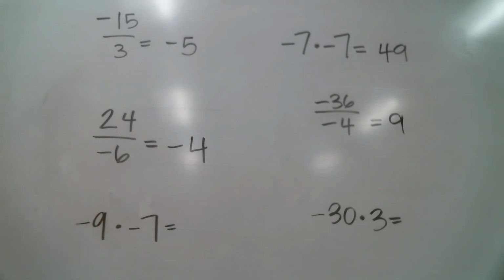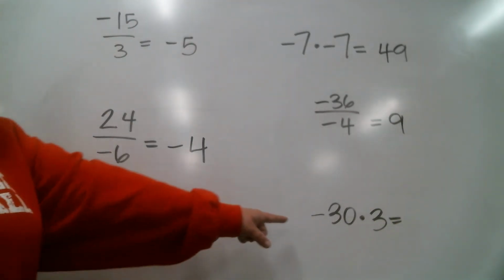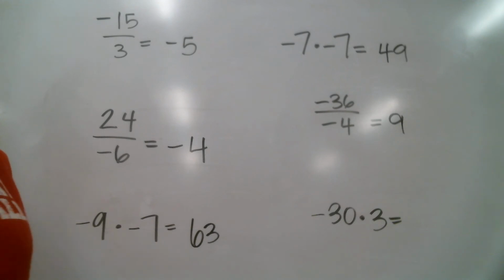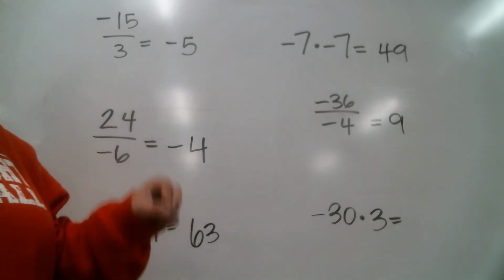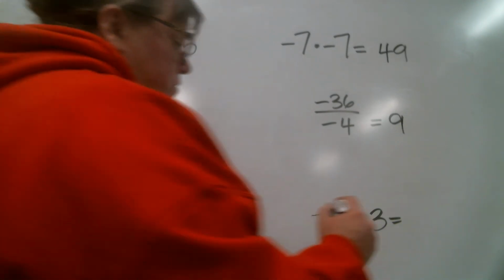Negative 9 times negative 7. 9 times 7 is 63. And you've got a negative times a negative. The signs are the same. They agree, so that's positive. And then negative 30 times 3. 30 times 3 is 90. But you have a negative times a positive. Two different signs. They disagree, so negative 90.